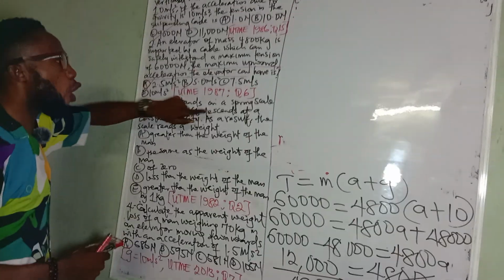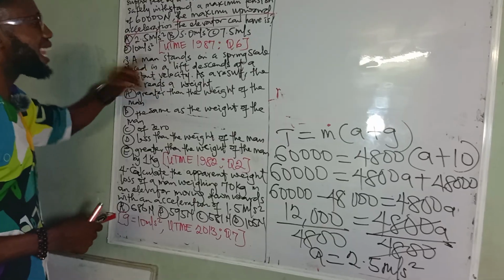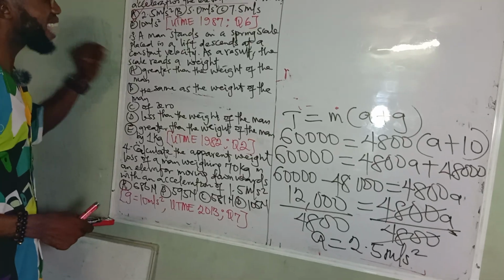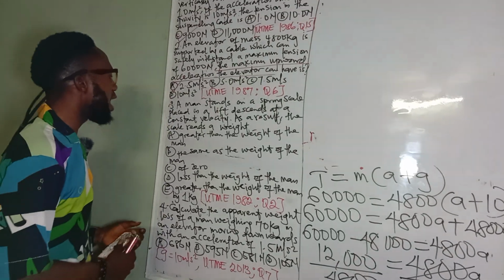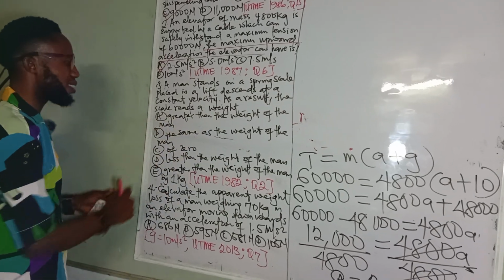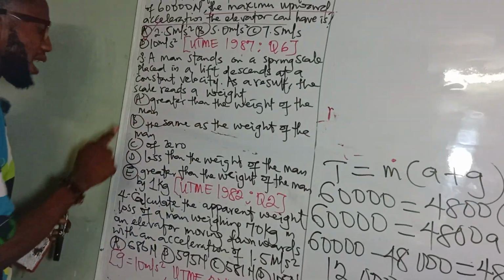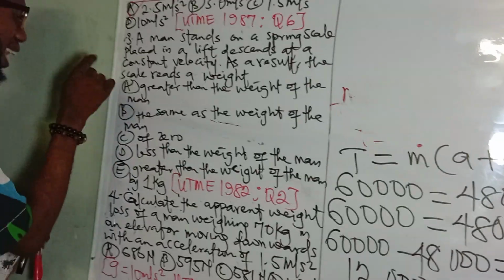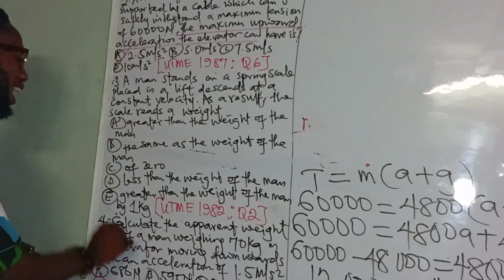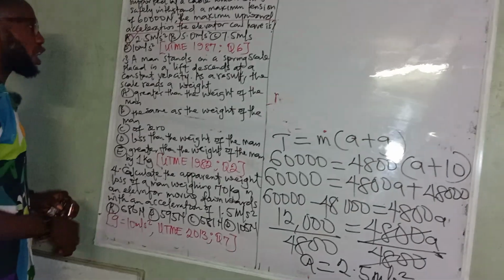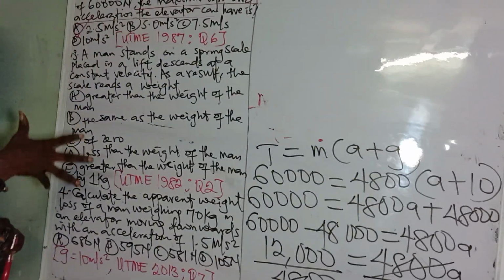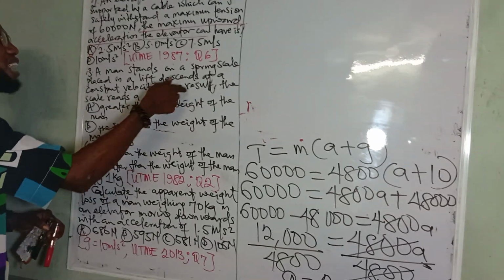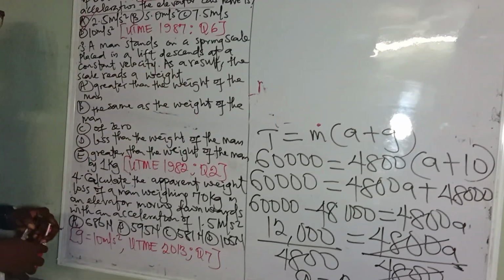A man stands on a spring scale placed in a lift that descends at a constant velocity. As a result, the scale reads a weight: A, greater than the weight of the man; B, the same as the weight of the man; C, zero; D, less than the weight of the man; and E, greater than the weight of the man by 1 kilogram. Look at the question very well. A man stands on a spring scale placed in a lift. If the lift descends at a constant velocity, as a result, the scale reads a weight what?